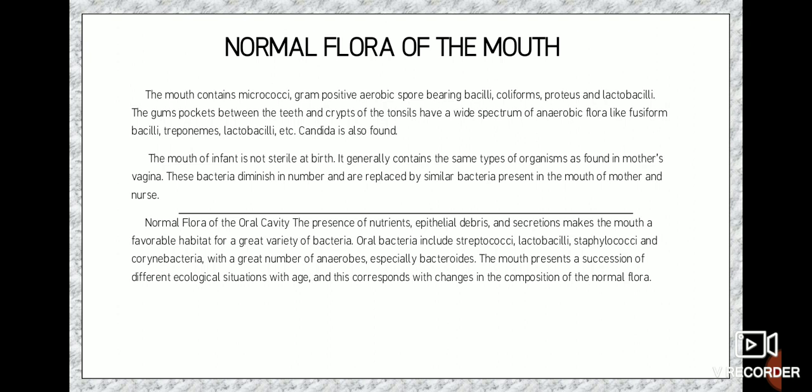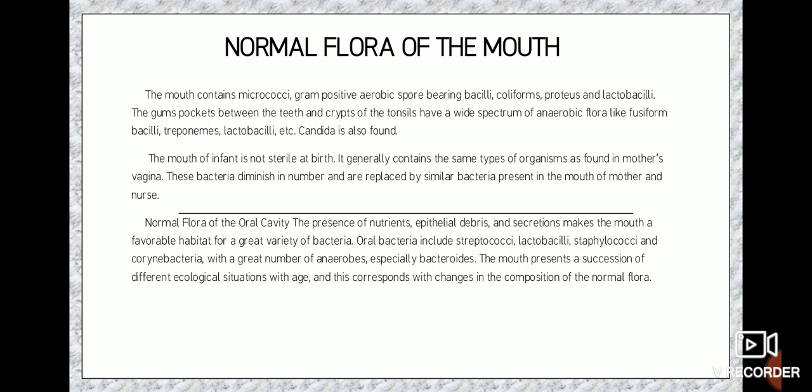And we have the normal flora of the mouth. The mouth contains micrococci, gram-positive aerobic spore-bearing bacilli, coliforms, and lactobacilli. The gums, pockets between the teeth, and crypts of the tonsil have a wide spectrum of anaerobic flora like Porphyromonas, bacilli, Treponema, lactobacilli, and others. The mouth of an infant is sterile at birth. It generally contains the same types of organisms as found in the mother's vagina. These bacteria are replaced by similar bacteria present in the mouth of the mother and nurse.